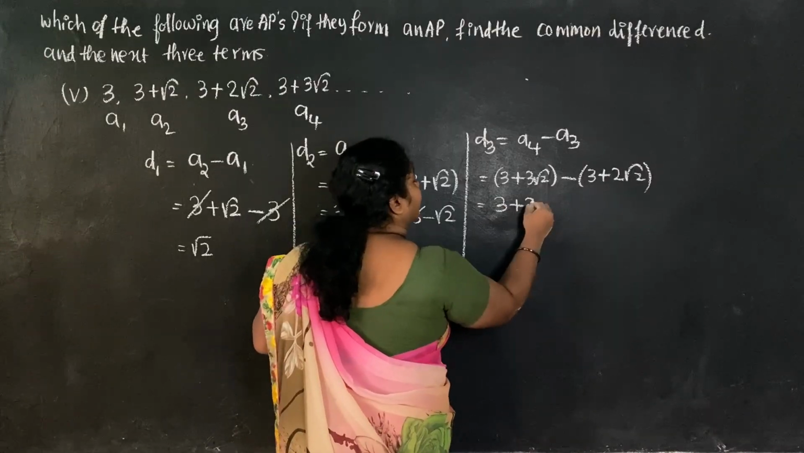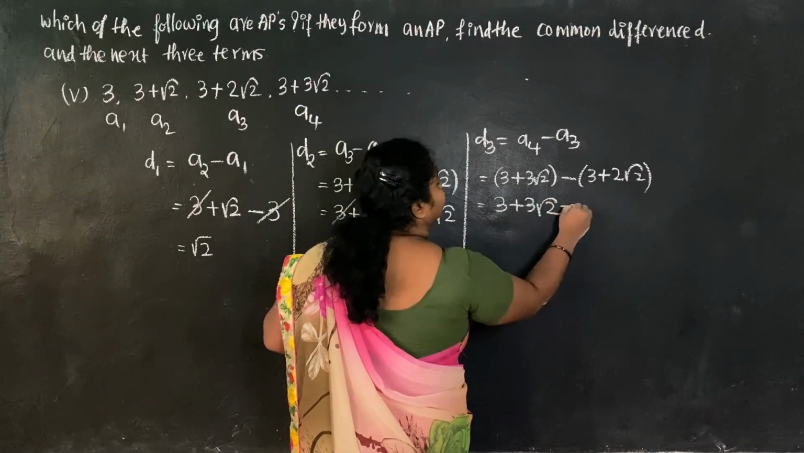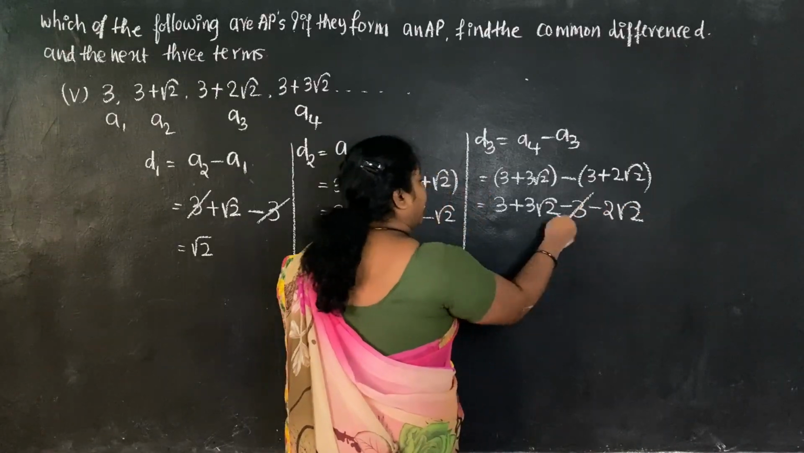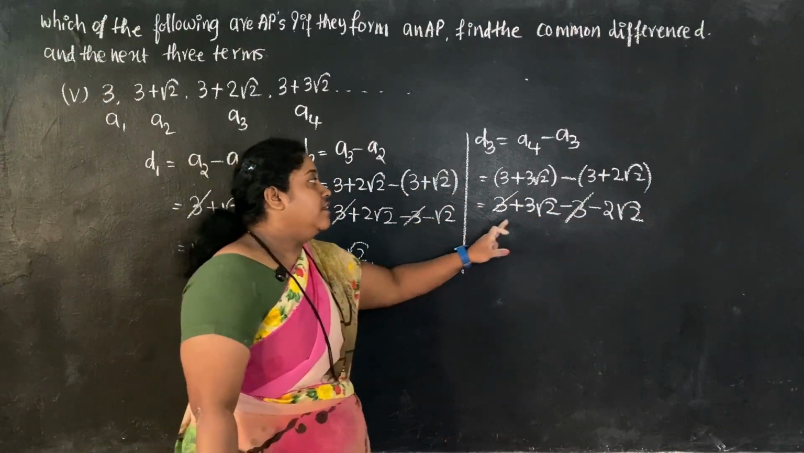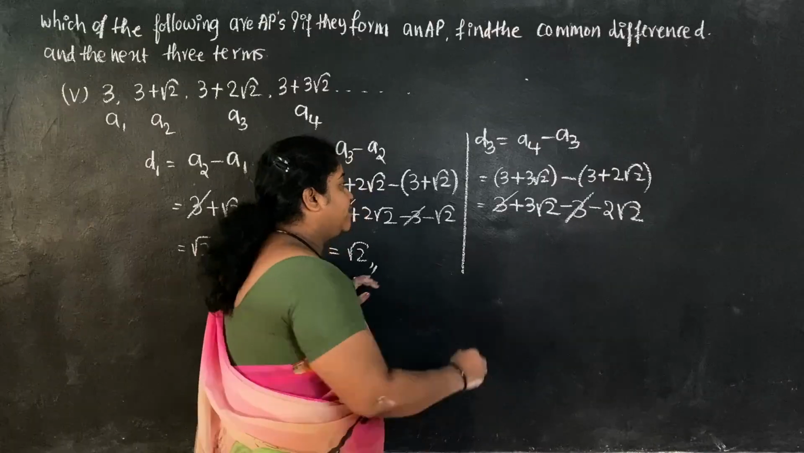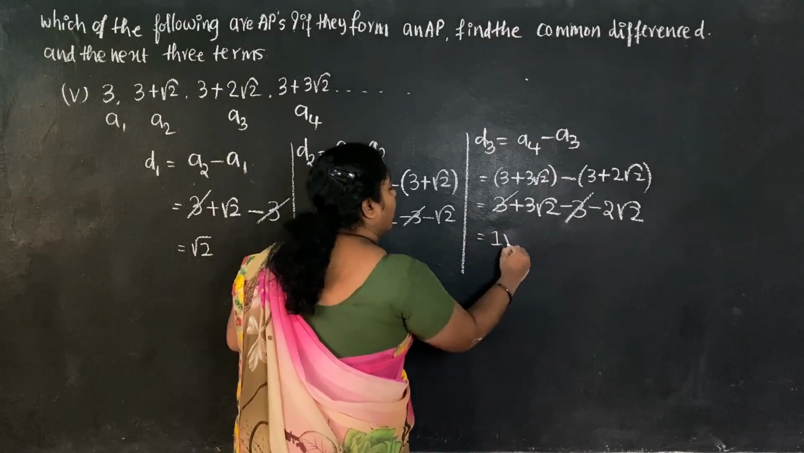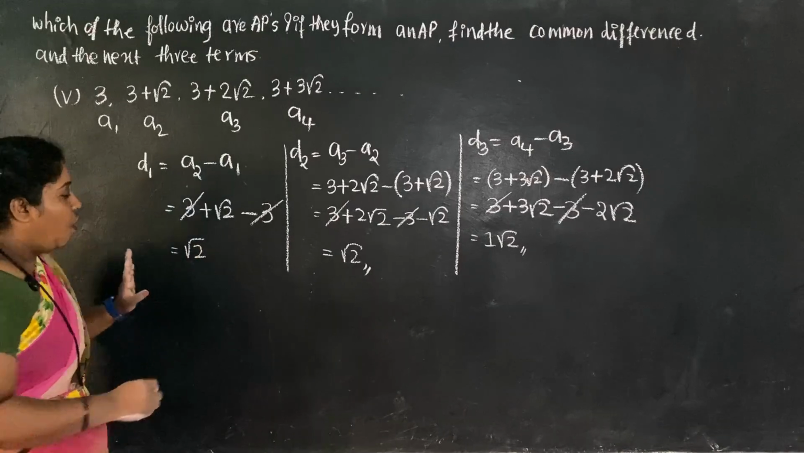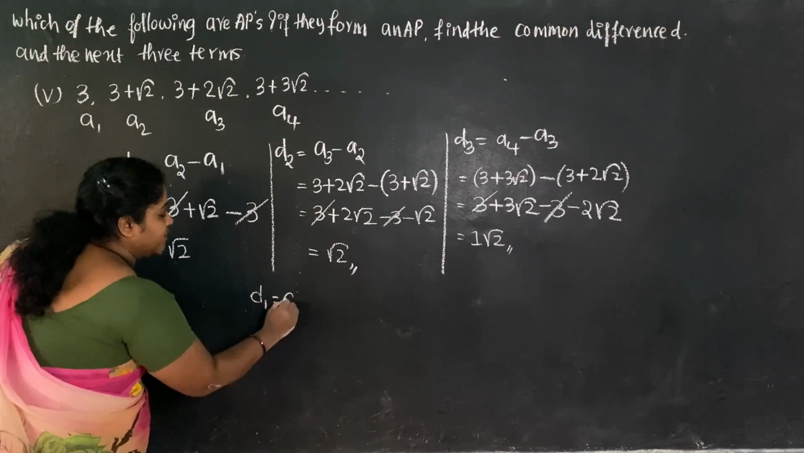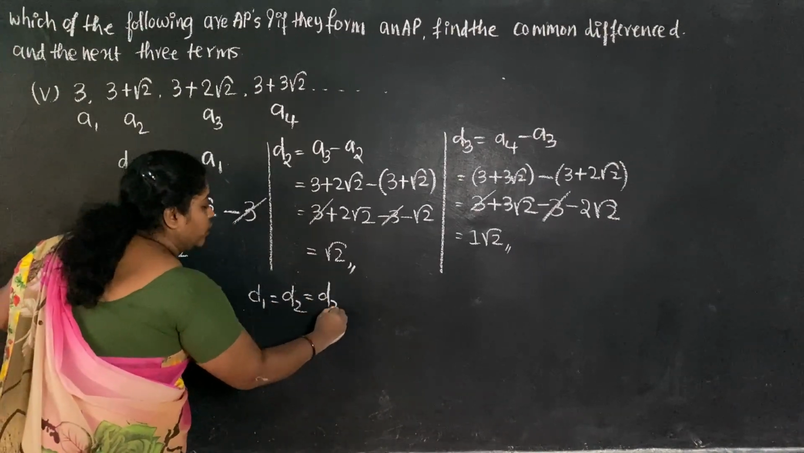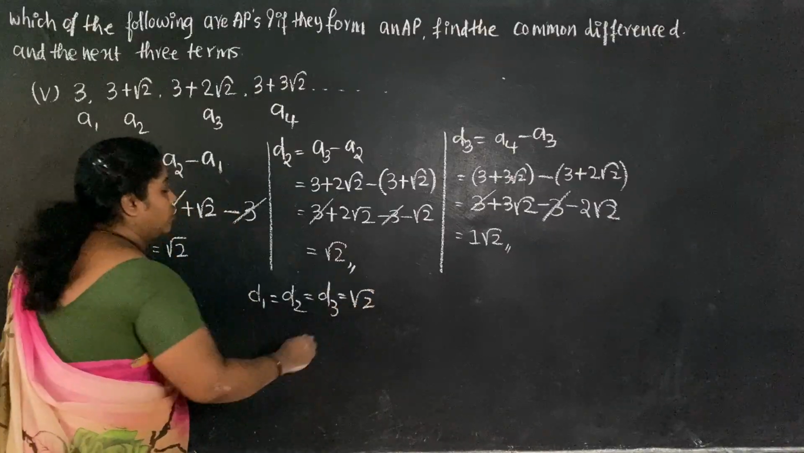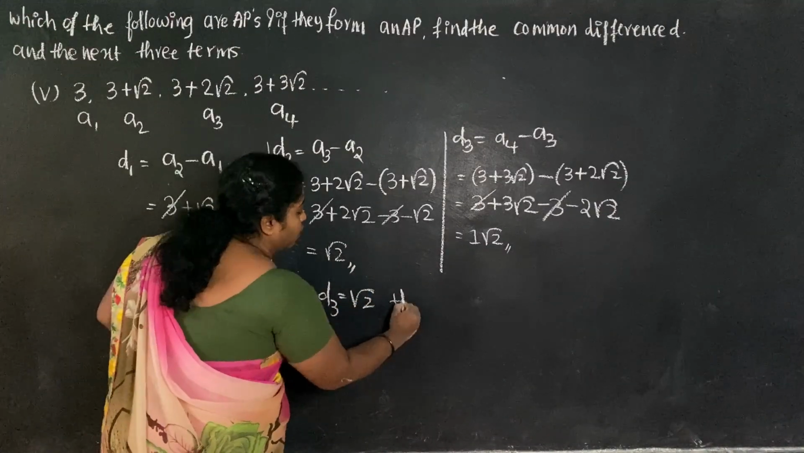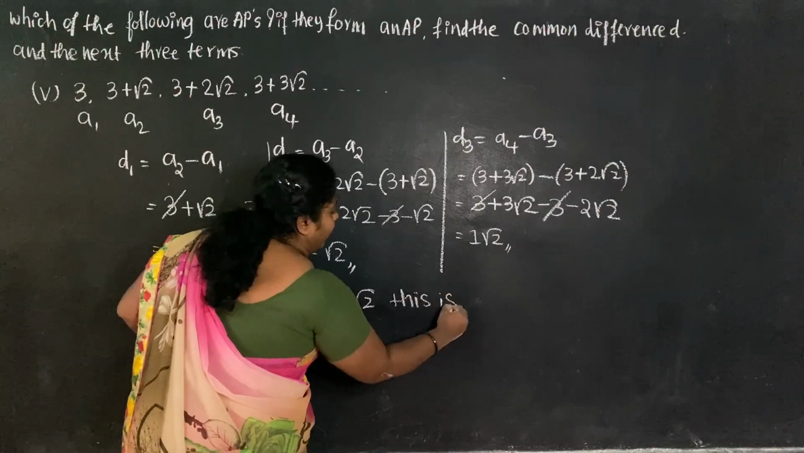3 plus 3 root 2, plus into minus is minus. You just see here, minus 3 plus 3 got cancelled. 3 root 2 minus 2 root 2 is equal to how much will I be getting? 1 root 2. So you can see all the values, D1 is equal to D2 is equal to D3 is equal to root 2. All are equal to a constant value root 2. So I just conclude that this is an AP.